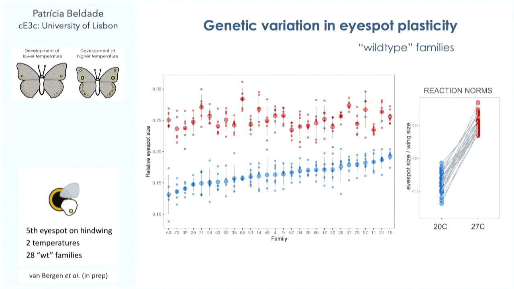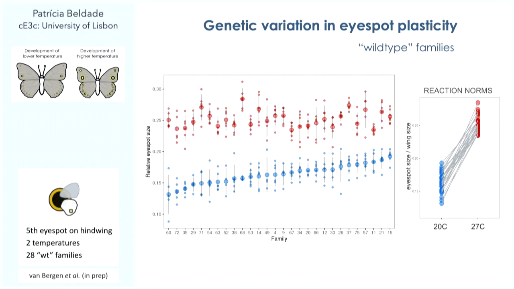I'm just showing you one eye spot, but what we see here is the phenotype from the butterflies that were grown at lower temperatures in blue, and we ordered the families by their phenotype under the blue temperatures. The large circles are the means, and the little circles are the actual individual dots, okay? These are only females. We also did it for males. And then above is the phenotype from the same families, but now when they were grown at higher temperature.